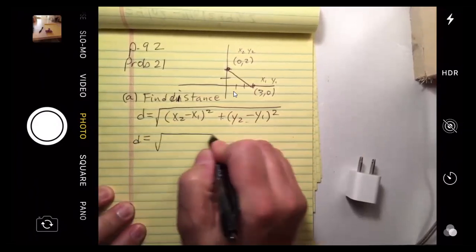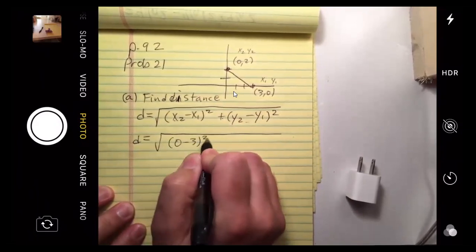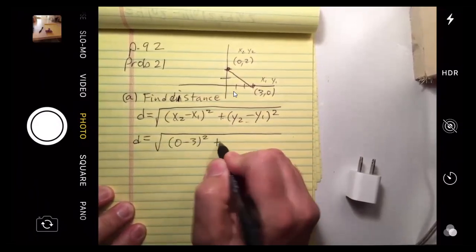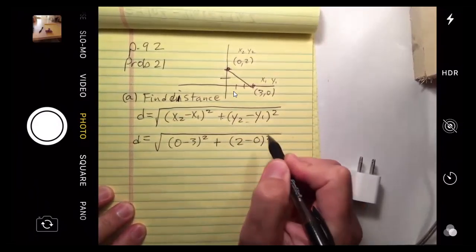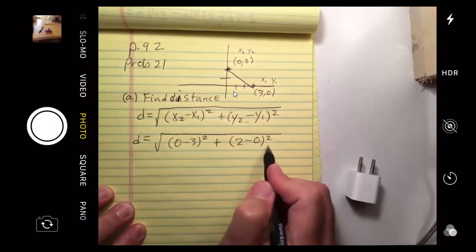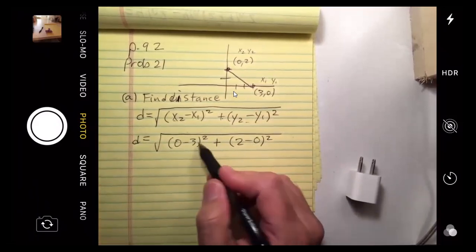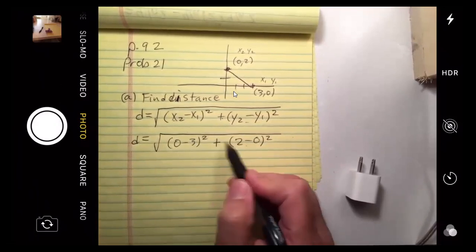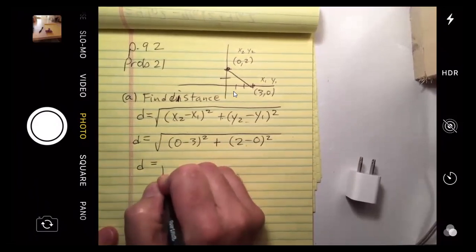So big square root, I guess I'll play it 0 minus 3. The x's, and on y's, I'll play it 2 minus 0 squared. You cannot take the square root on these pieces because of the add sign. Even if you had to subtract, you couldn't do it. You have to work these out individually, add them up, and then take a big square root.